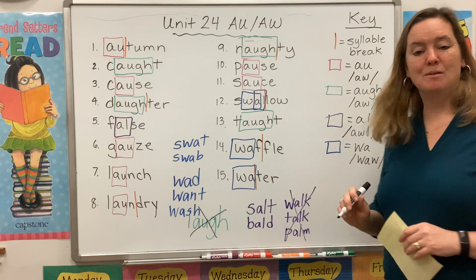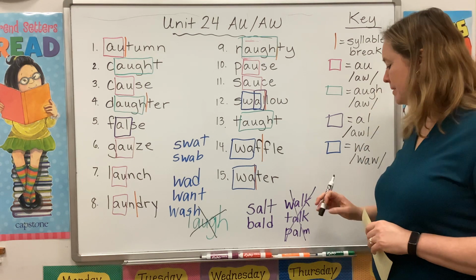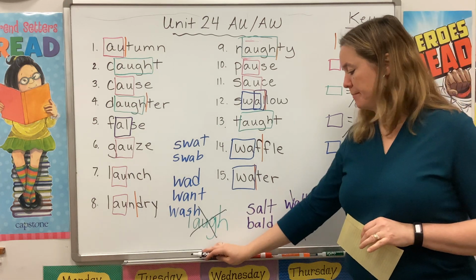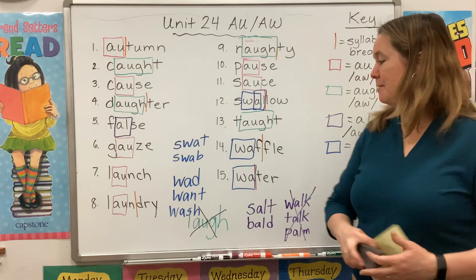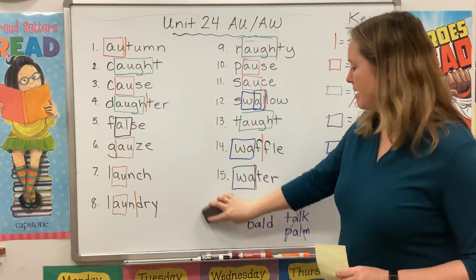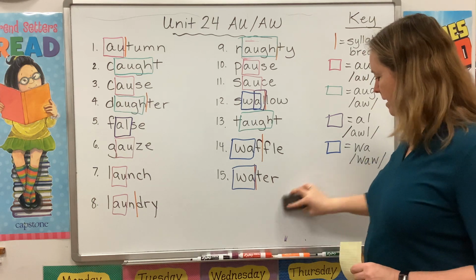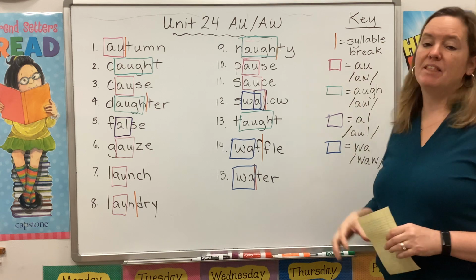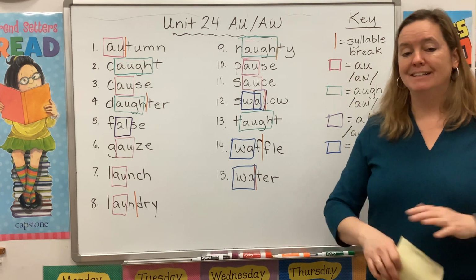I guess I can pronounce it like that, W-A-W, but it's wah: water, wash, walk, all of that. Okay, let me erase some of these extra words so we can get back to our list. So four different patterns we're working on. All of them are going to make the ah sound.